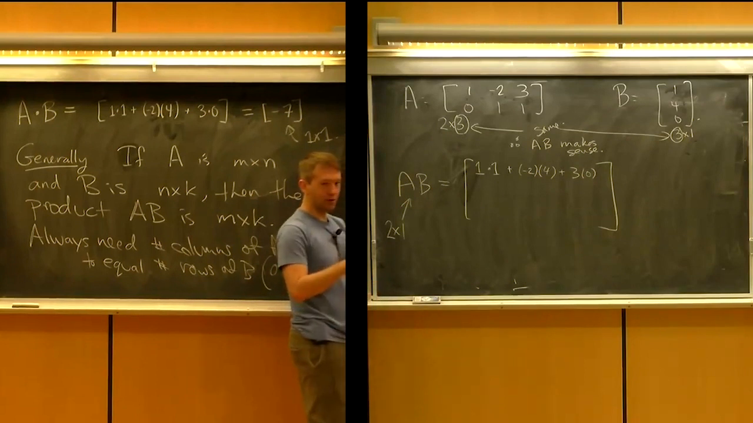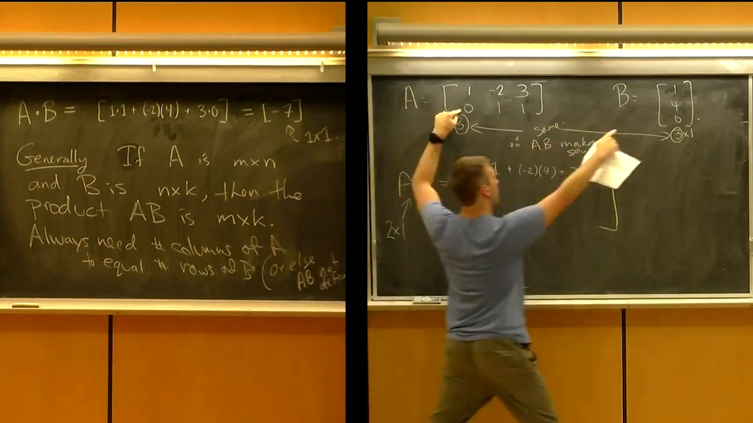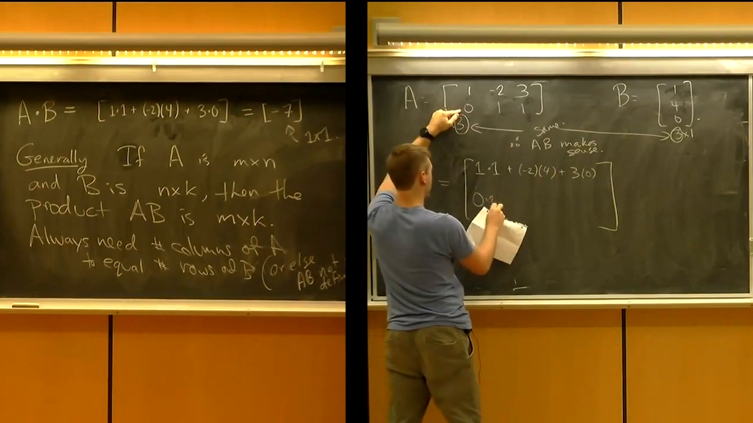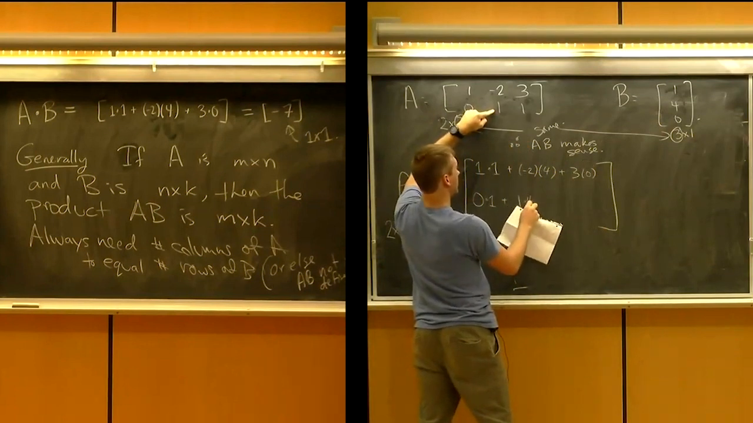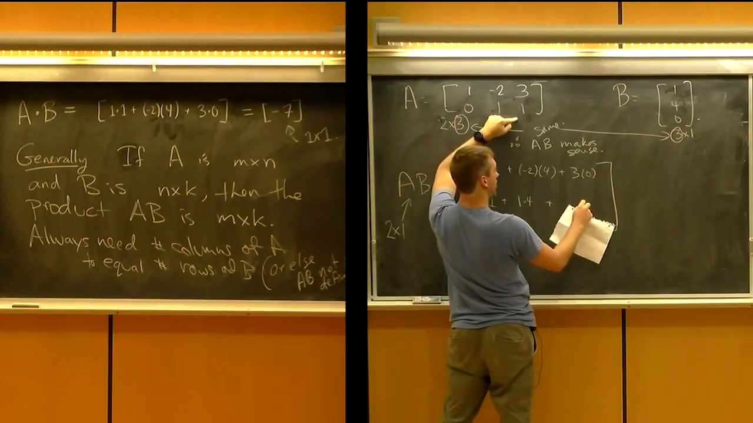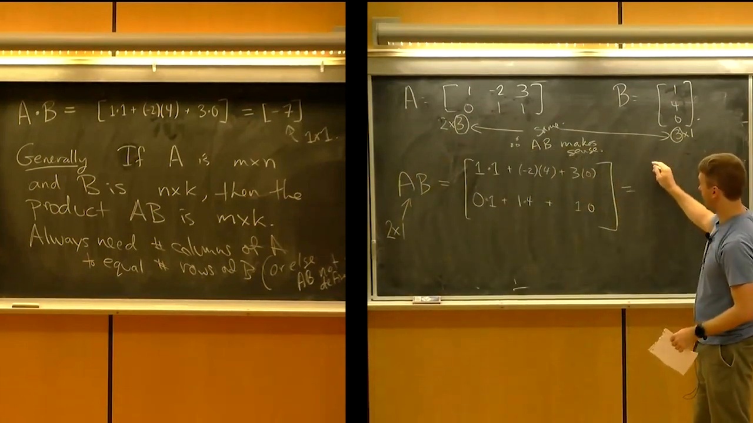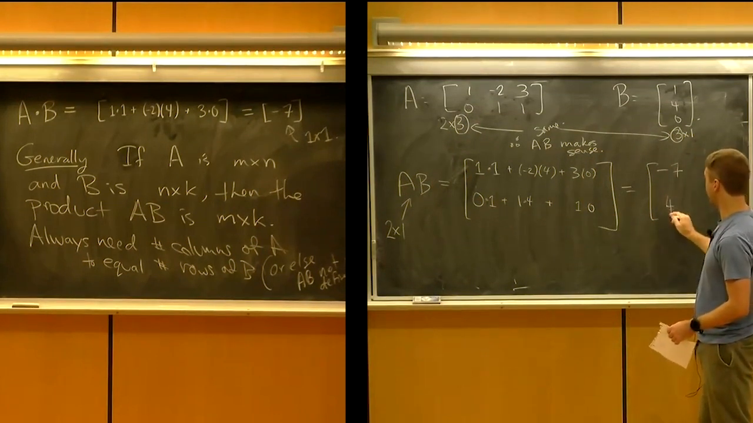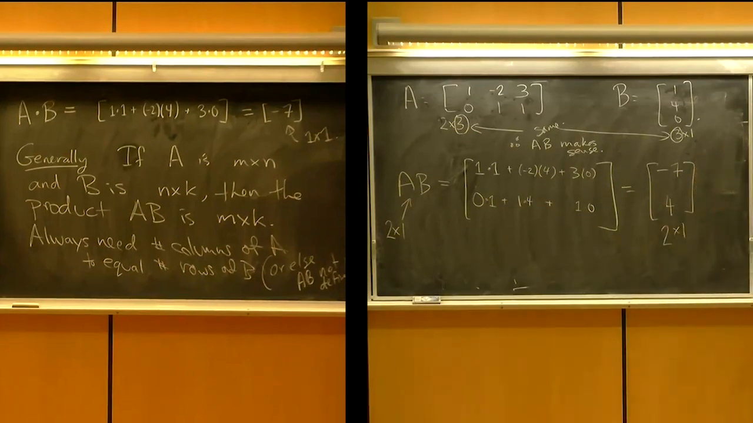And then my second row is going to be, like I do the same thing, but with the second row of A. So I take 0 times 1, (1 times 4) plus 1 times 0. So at the end of the day, I get -7 here, 4 here. So this is indeed a 2 by 1 matrix, right?